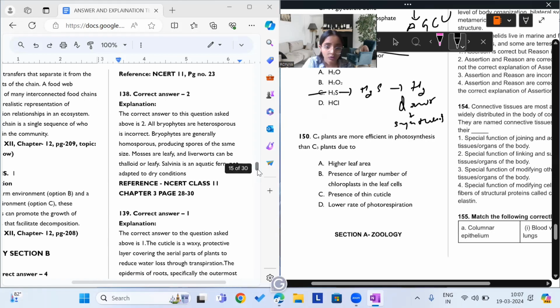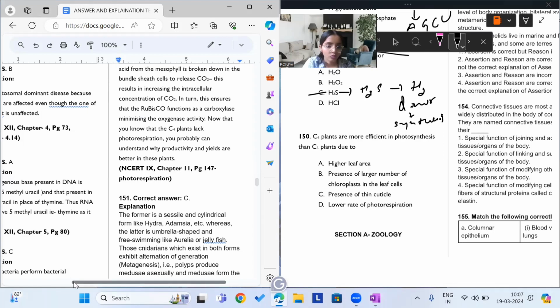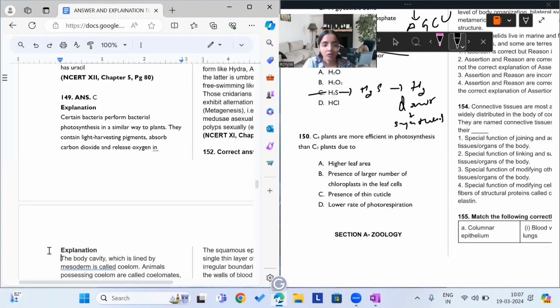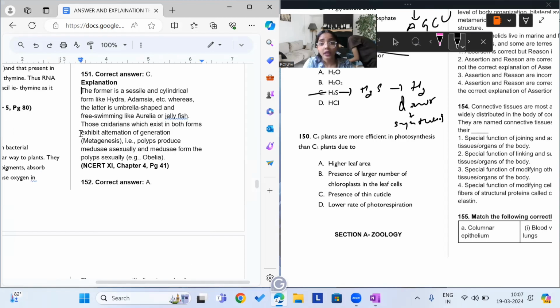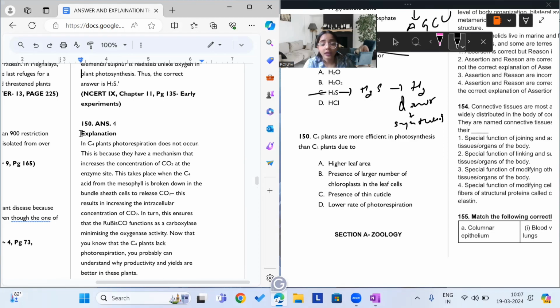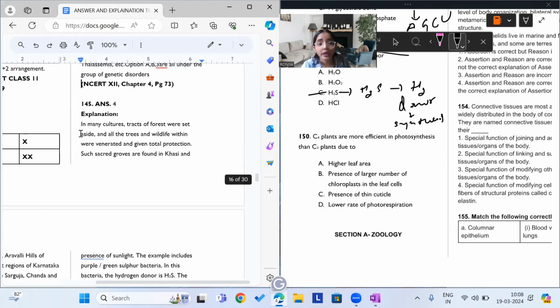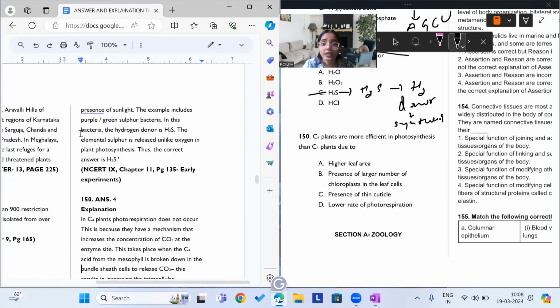I'll show you here also. These are called blue-green bacteria because they capture blue and green sunlight. And why do they capture blue and green sunlight?